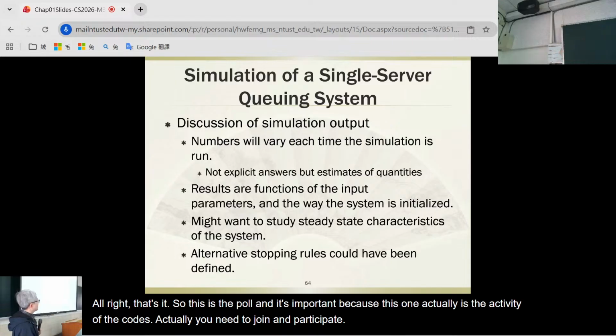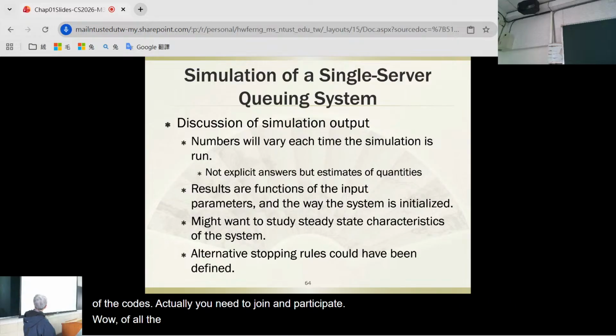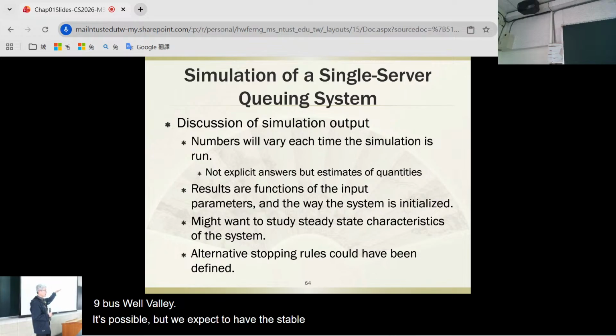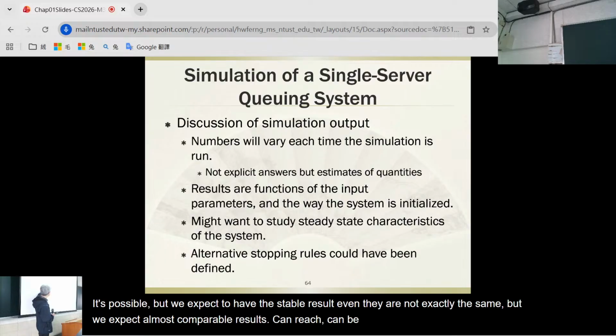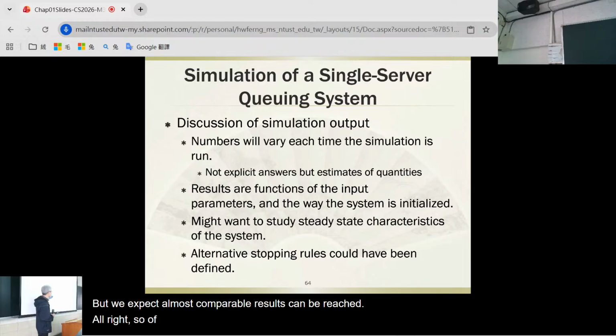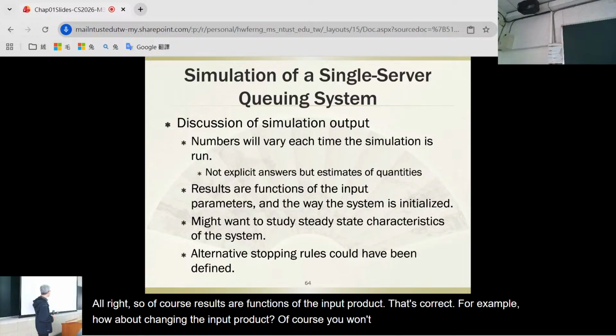Well, about the current discussion, we already have all these numbers that will vary. It's possible. But we expect to have a stable result, even if they are not exactly the same. But we expect almost comparable results can be reached. Alright. So of course, results are functions of the input parameter. That's correct. For example, how about changing the input parameter? Of course, you won't have the same one. That's correct.